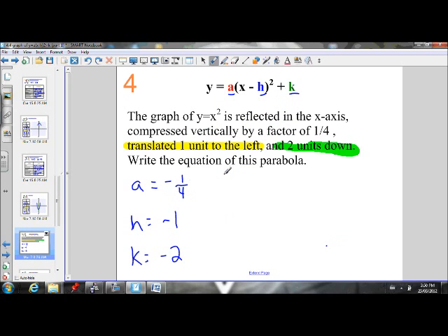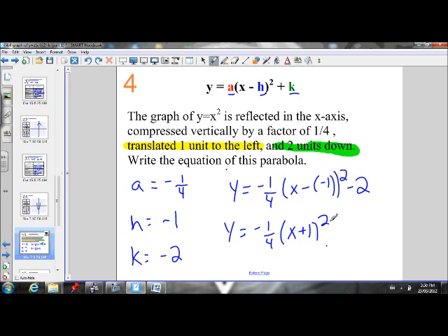Okay. Once we do all that, we get y equals -1/4, x minus h is -1, so plug in -1 for h, and k is -2. Good. We simplify this, get y equals -1/4 (x plus 1) squared minus 2. Perfect. There's our final answer. This is the equation of a parabola that is vertically compressed by a factor of 1/4, reflected in the x-axis, moves 2 to the left, and 2 down.